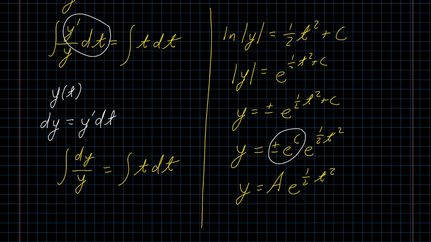Plus or minus e to the c is an arbitrary constant. And so we can condense it, we can simplify it, and just call that whole thing one arbitrary constant. Generally, we use the letter a, just to make it something different from c, but you can use any value or any letter you'd like there. It's just a new way of writing the arbitrary constant. It's still an arbitrary constant, though.